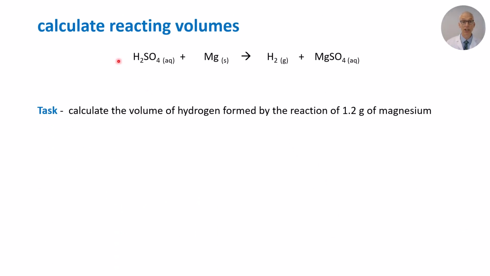So here's the balanced chemical equation for sulfuric acid and magnesium forming hydrogen and magnesium sulfate. You'll see it's a 1 to 1 to 1 to 1 reacting mole ratio. Given that, here's your task. Calculate the volume of hydrogen formed by the reaction of 1.2 grams of magnesium. Pause. Think it through, carry the calculation out, come back to check and correct when you are ready.